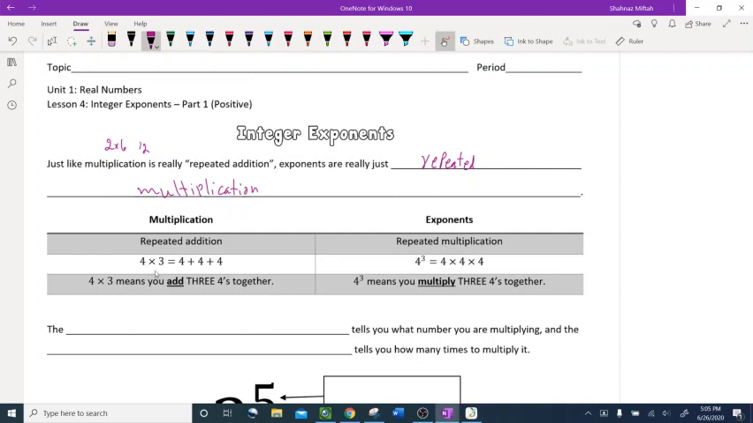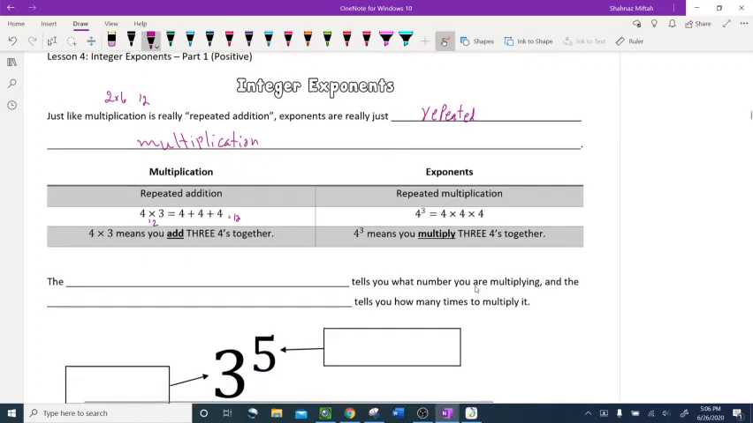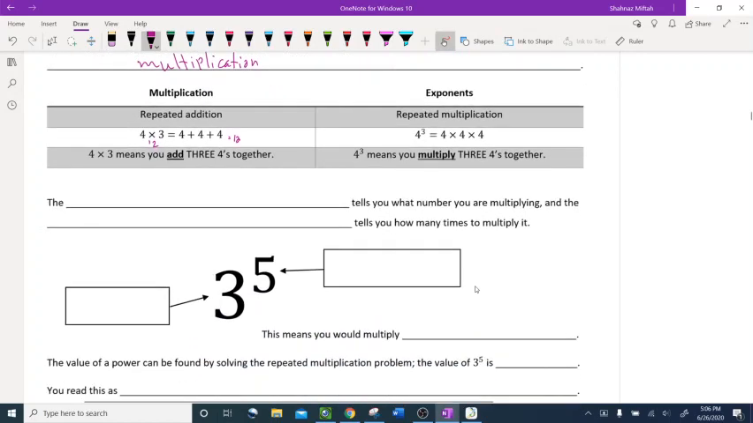So look at the examples. 4 times 3 is going to give me 12, right? We know that. Then 4 plus 4 plus 4 is also going to give me 12. So the same thing. 4 to the power 3 and 4 times 4 times 4 are exactly the same. So 4 times 3 means you add 3 4s together. 4 to the power 3 means you multiply 3 4s together. So exponent goes with multiplication.